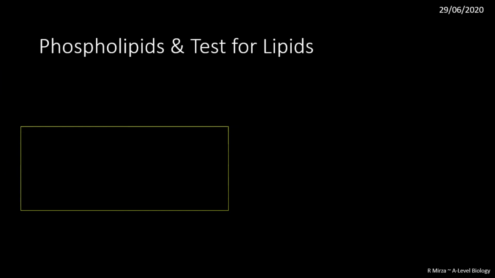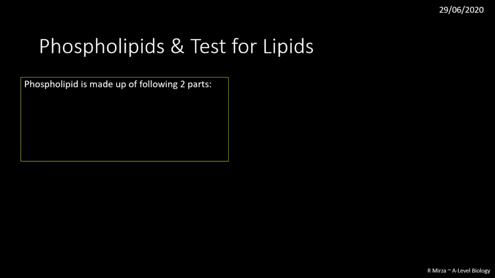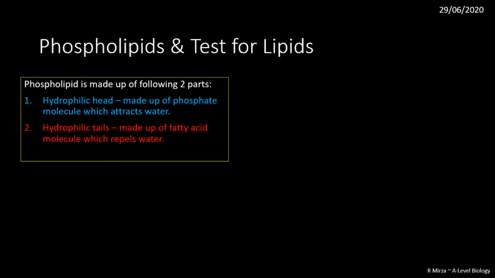Let's now look at phospholipids. Phospholipids are divided in two sections. The hydrophilic head consists of a phosphate molecule. This is hydrophilic, which means that it is attracted to water. The second section is the hydrophobic tail, which consists of fatty acids and therefore repels or orients away from water.